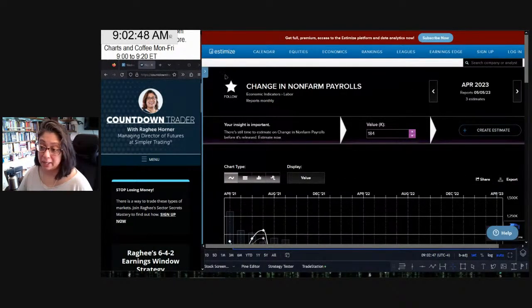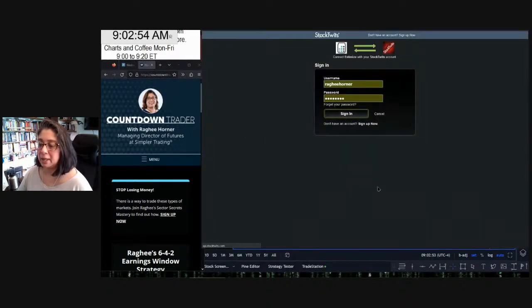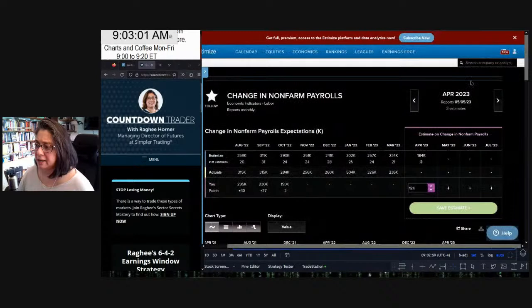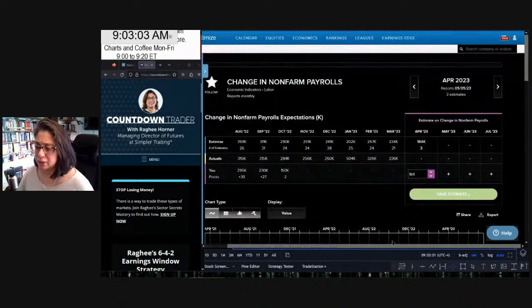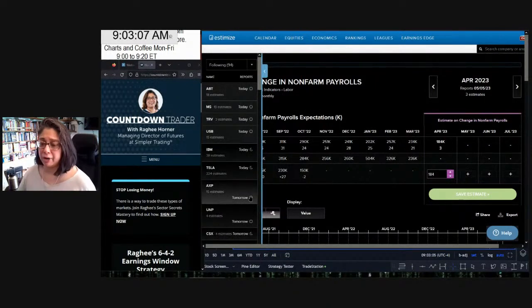But the third most important calendar right now is Estimize. I use my old StockTwits login to get into Estimize. Once I log in, I've got access to the free version, which I'm a big fan of. If you are an earnings trading type of person, this is useful, though I would not consider myself a trader of earnings.